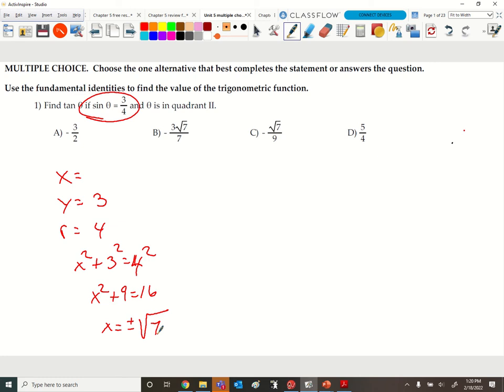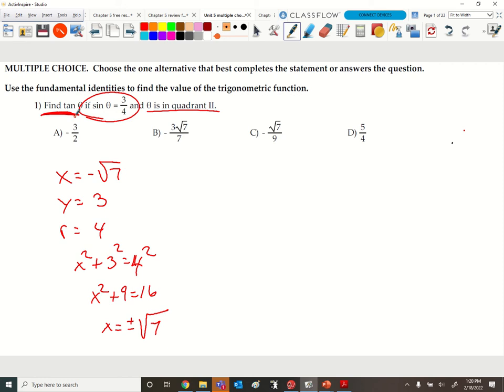So I did skip a couple steps there because I'm pretty sure we've been doing this since week 1 of this course, and I'm hoping you could do this at this point. Now, it says that theta is in quadrant 2. What do we know about the x value in quadrant 2? It's negative. So that's going to tell me that this is going to be a negative rad 7.